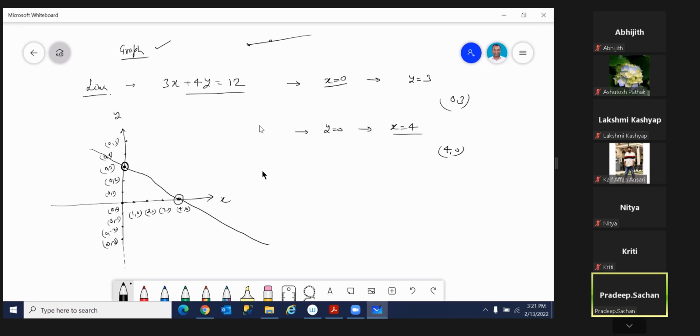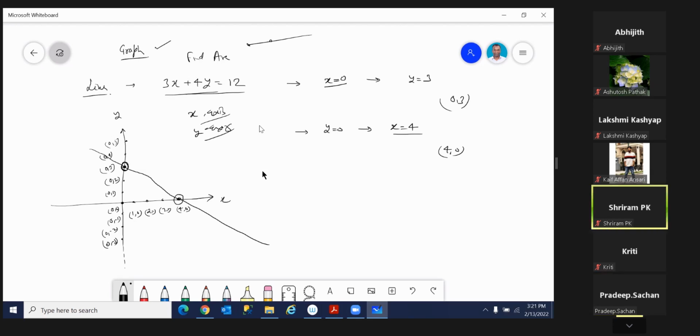Okay. And now the question will ask something like this. They will say find out the area drawn by this line 3x plus 4y is equal to 12 and x-axis and y-axis. They will say find out the area of the region drawn by x-axis, y-axis and line 3x plus 4y is equal to 12. So what will become your area? This is your area effectively. This is what the question is asking.